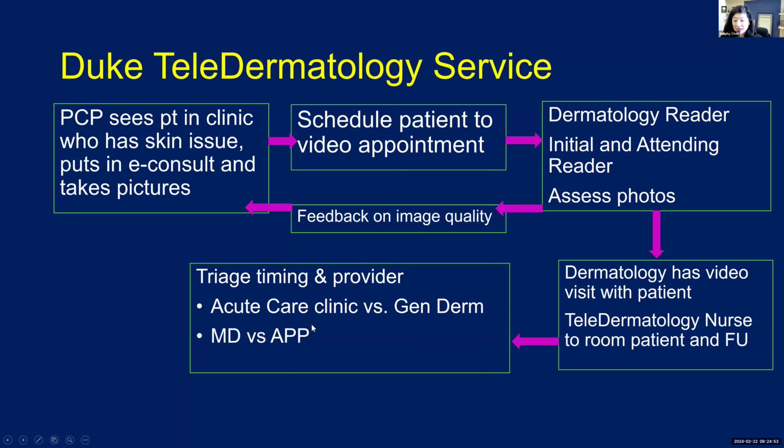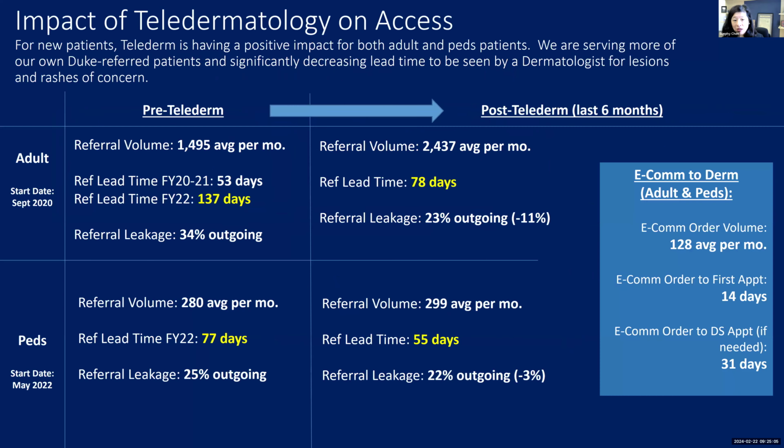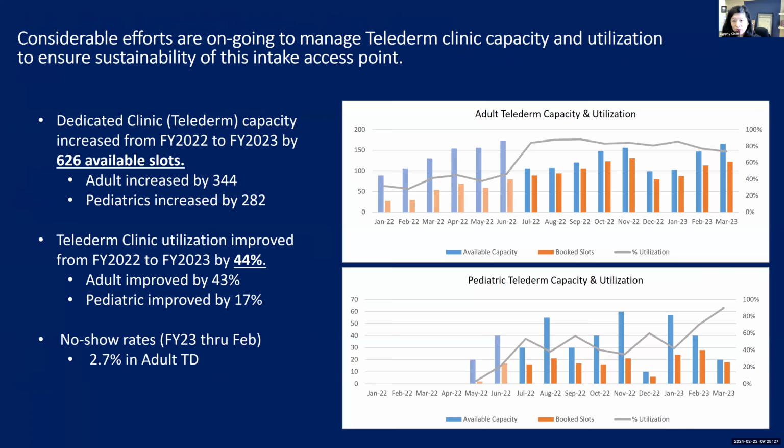And then if they need us to do a biopsy or whatnot, we have set up these acute care clinics, which don't open up until 2 weeks ahead of time, so they can come in and get their biopsy or whatnot. So we've been able to reduce our wait times. You can see here for the adults, we've come from 137, what we call our lead time, down to 78 days. We're still working on this. And then for peds derm, it went from 77 days to 55 days. So we're whittling away at our access issue with telederm.